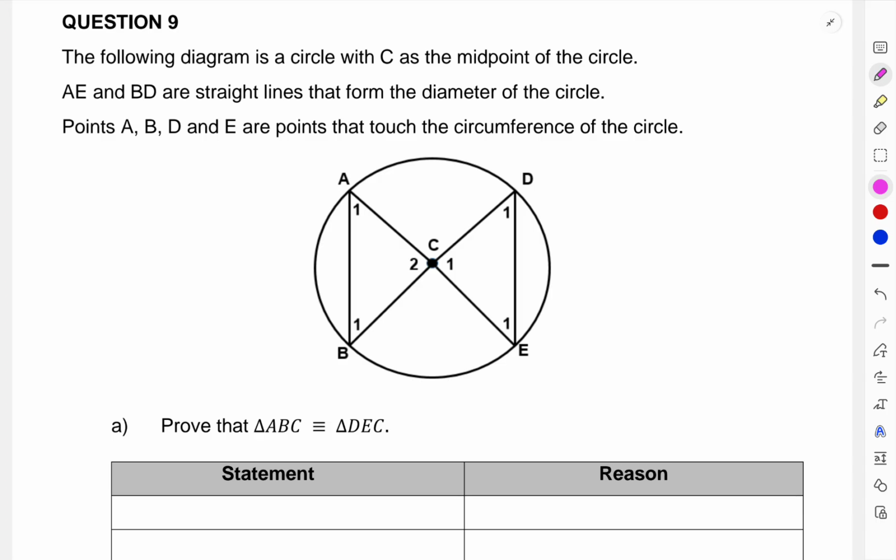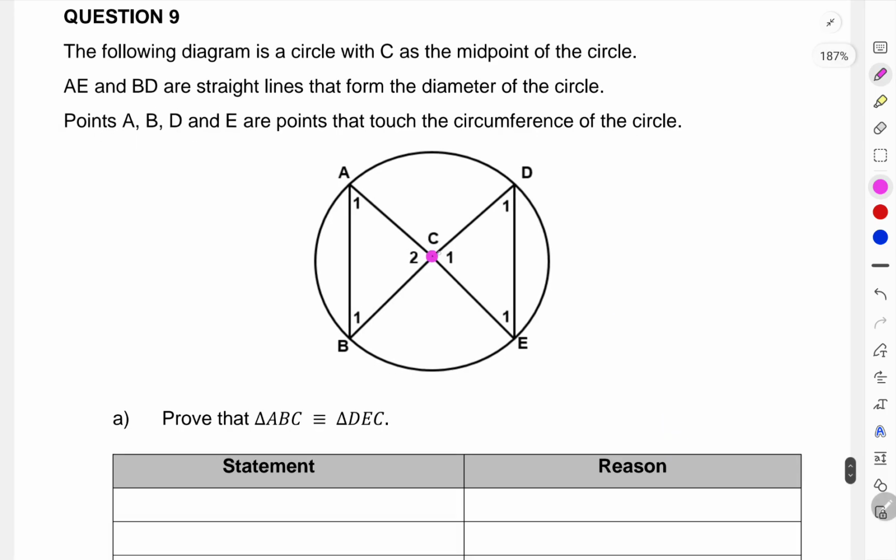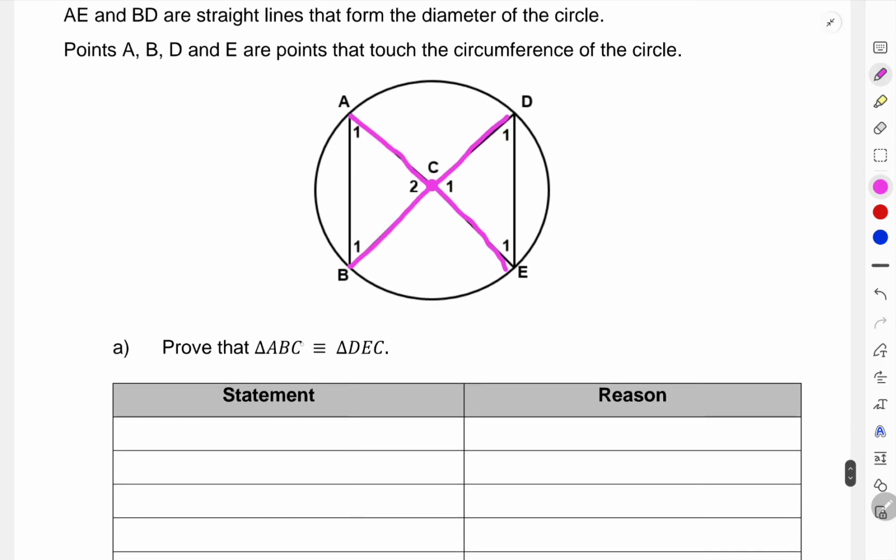Okay, the following diagram is a circle with C as the midpoint of the circle. AE and BD are straight lines that form the diameter of the circle. Points A, B, D, and E are points that touch the circumference of the circle. So basically what it tells me is that these sides are all the same length. Why? Because of radii.